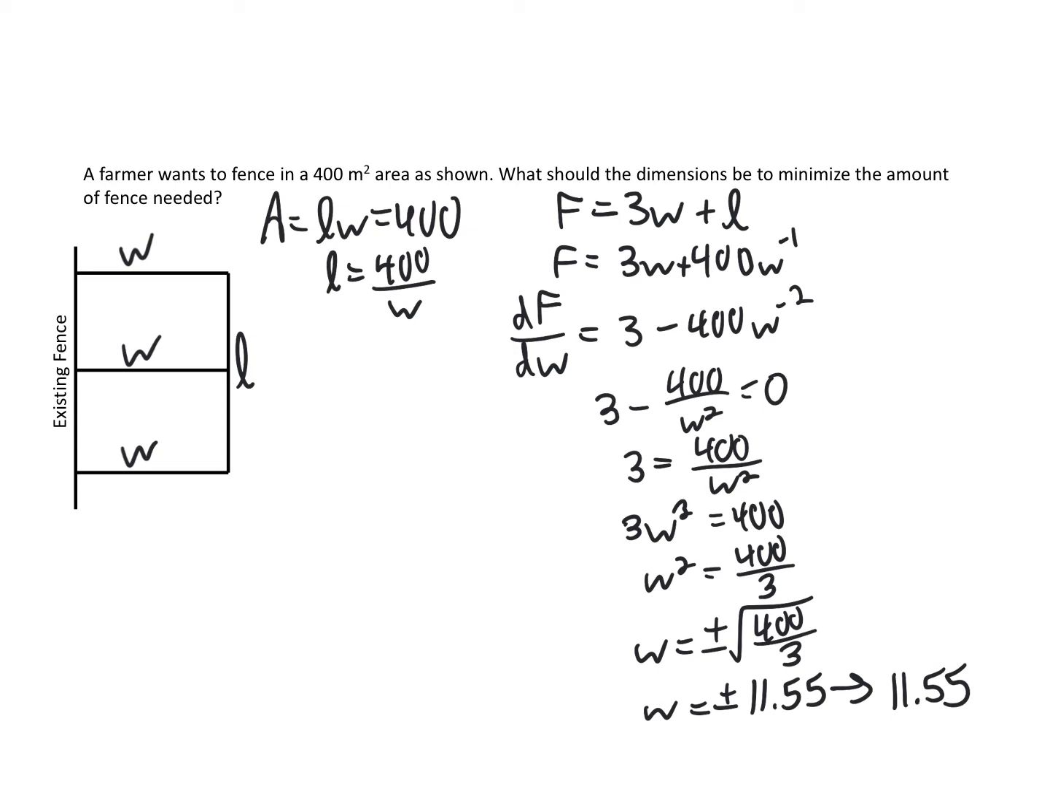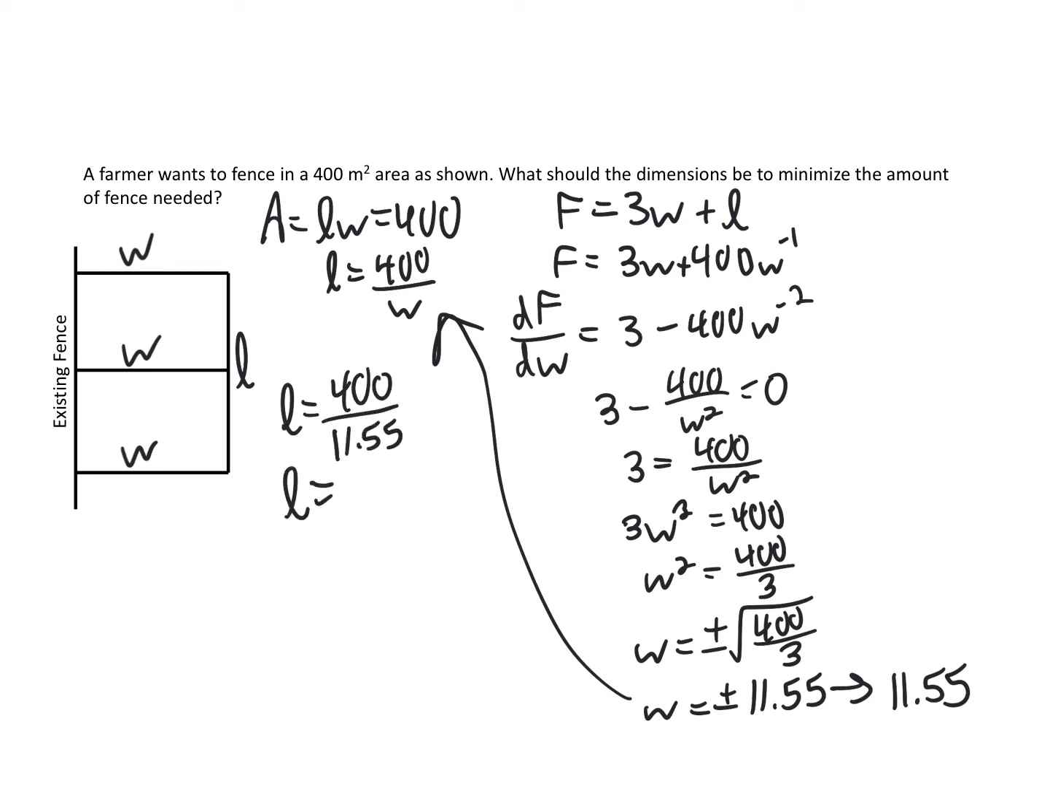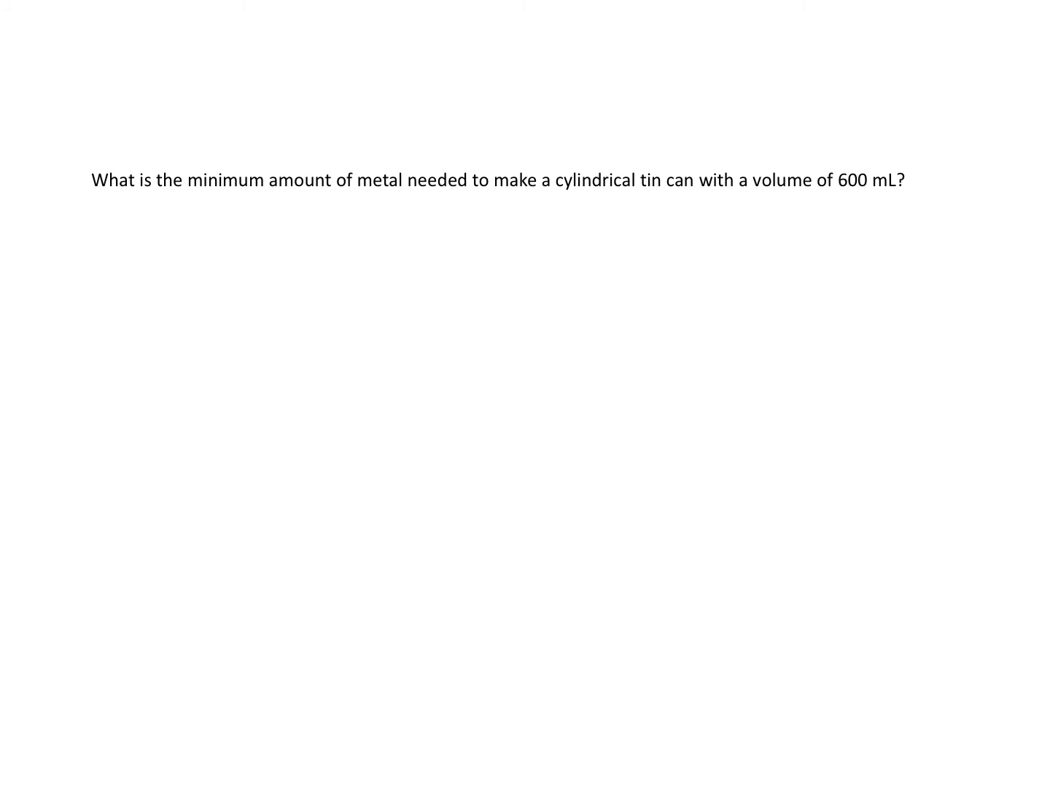We can use that to then calculate L, which is approximately 34.63. So therefore we have a field that is 11.6 meters by 34.6 meters, with the width being the 11.6 and the longer side that's parallel to the existing fence being 34.6 meters.